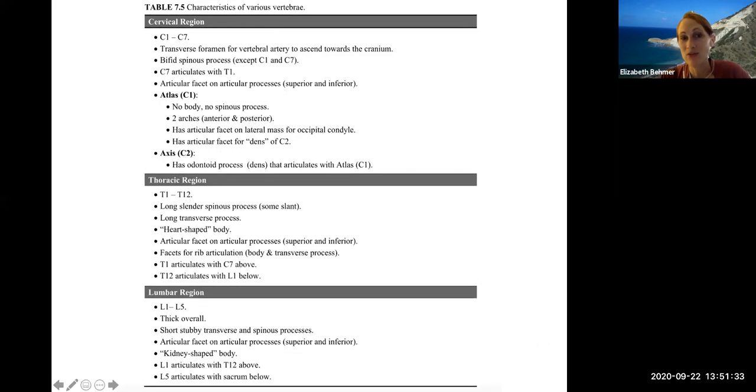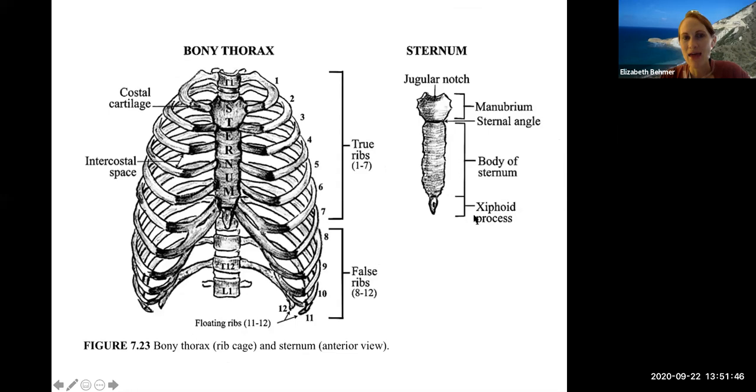So this takes you through the characteristics of each vertebra, kind of what I just explained, and I'll let you guys read through that on your own, but it'll be a great study tool for you as you're learning these vertebrae. Then we get to the rib cage or the thorax.